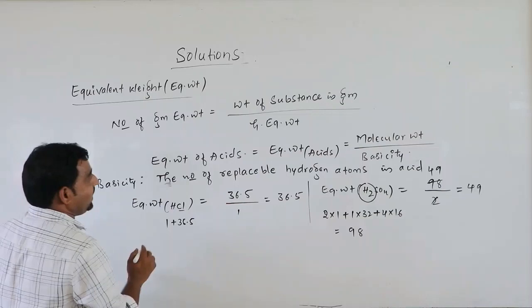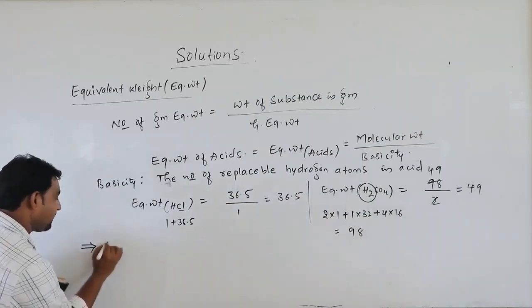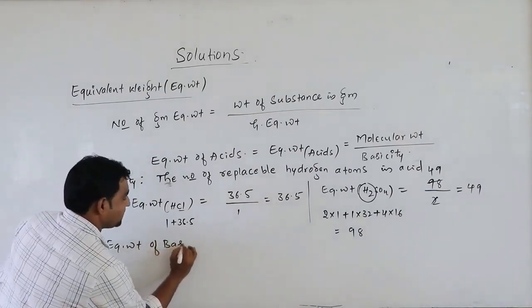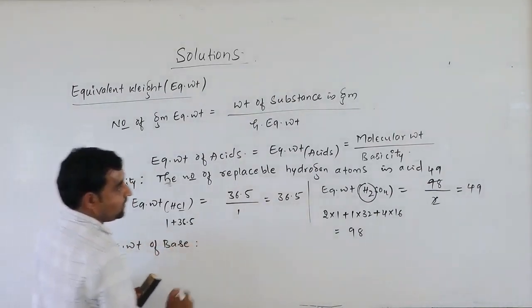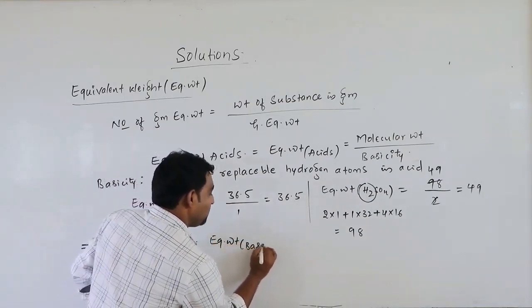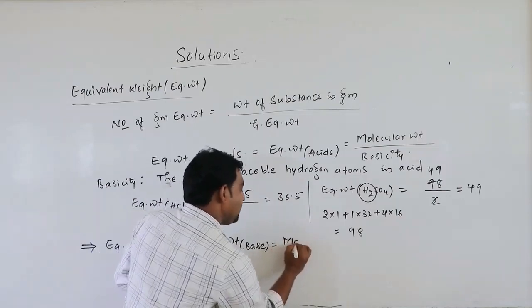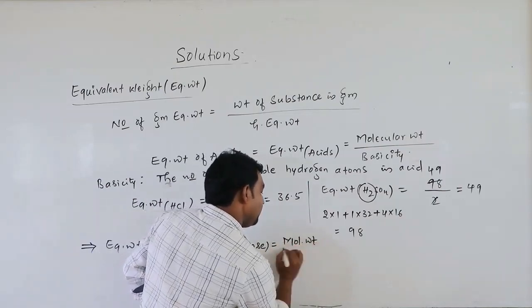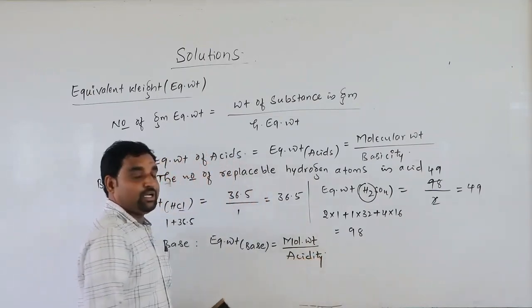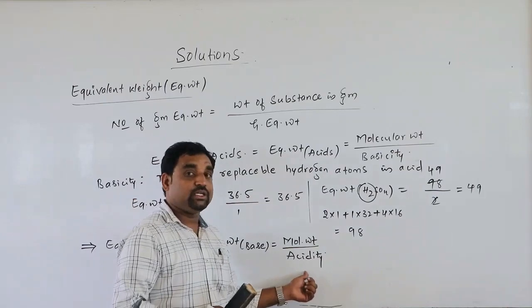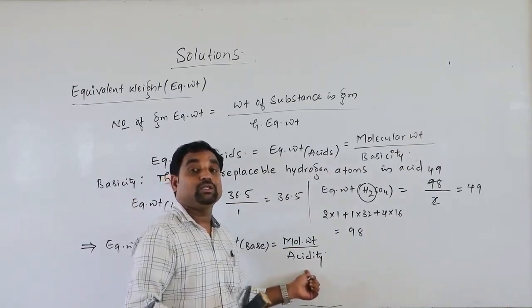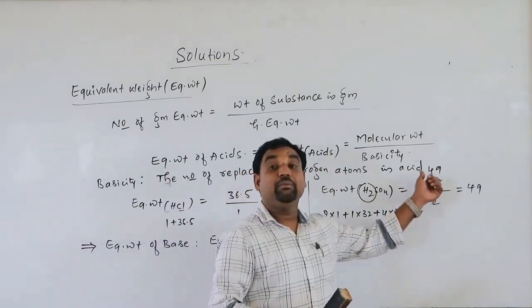So now we will calculate the equivalent weight of base. Very simple it is. The equivalent weight of base is equal to molecular weight divided by acidity. What is the meaning of the acidity? That is the total number of replaceable hydroxyl ions or hydroxyl groups in the base.